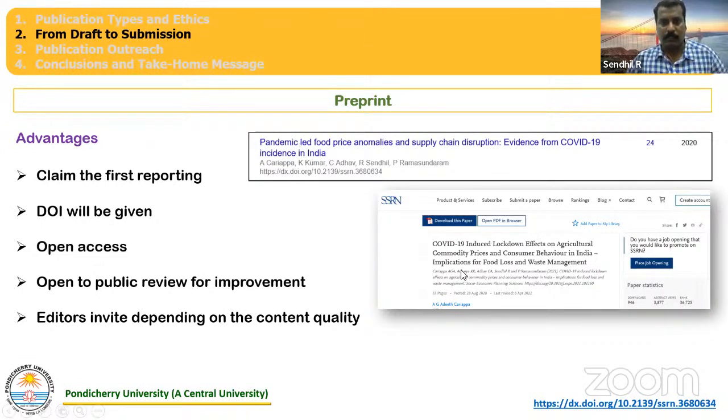See the preprint which I have shared on this slide. Initially, I started a preprint on pandemic-led food waste anomalies and supply chain disruption evidence for COVID-19 incidents in India. That was the initial draft I uploaded to SSRN. After that, several comments came from peers and random persons. I tried to incorporate whatever I could. Then I submitted to a journal called Socioeconomic Planning Sciences, which got accepted. But see the time period between the date I posted and the date I got the acceptance. I posted the paper on 28 August 2020, and after regular rounds of review, it got accepted somewhere around April, almost 1.5 years later.